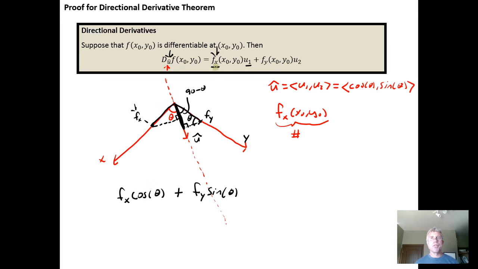Take the partial with respect to x and multiply it by u sub 1, because u sub 1 is the cosine of theta, plus take the partial with respect to y times u sub 2, because u sub 2 is the sine of theta. So we can replace cosine of theta with u sub 1 and sine theta with u sub 2 because of how we defined u hat.